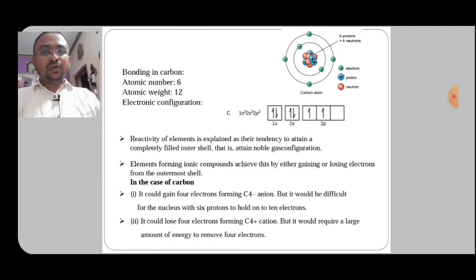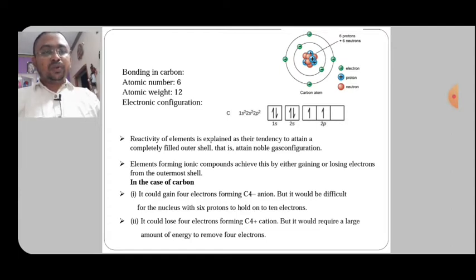So we need to know about the carbon atom first. The carbon atom's atomic number is 6, its atomic weight is 12. So it has 6 electrons, 6 protons and 6 neutrons. The protons and neutrons are present in the nucleus and 6 electrons revolve around the nucleus. These 6 electrons are distributed in the two shells like 1s2, 2s2 and 2p2. So by this we can understand that the outermost shell of the carbon atom has 4 electrons only.